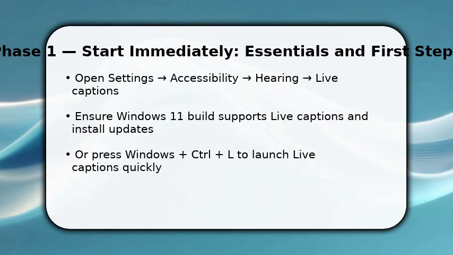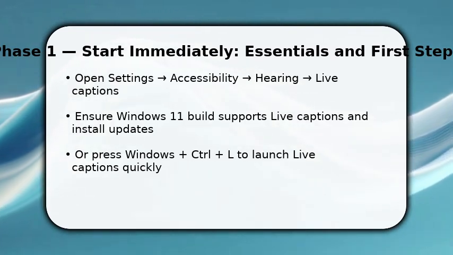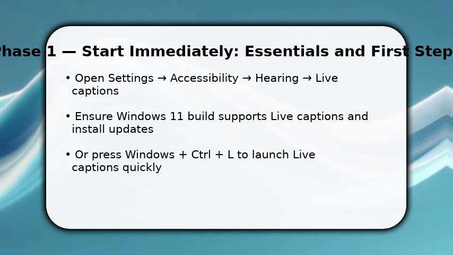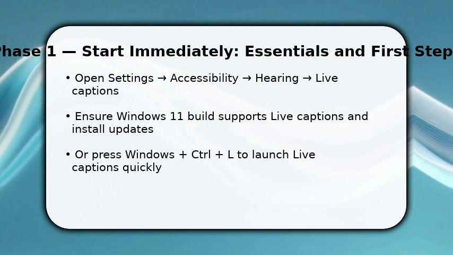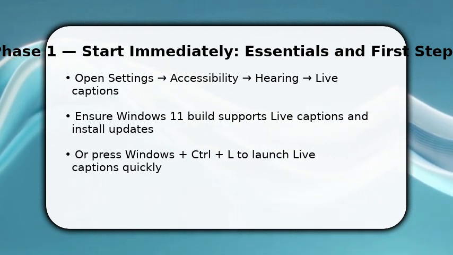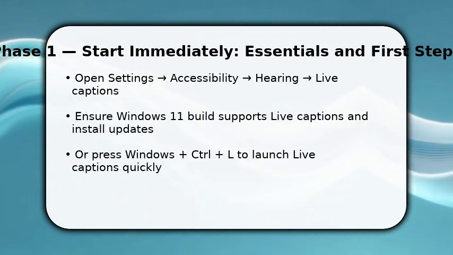You start by opening accessibility settings so Windows can generate captions for any audio. Once in Hearing, pick Live Captions and enable the toggle. This activates local, on-device transcription. Make sure your PC has recent updates and microphone permissions so transcription can run.